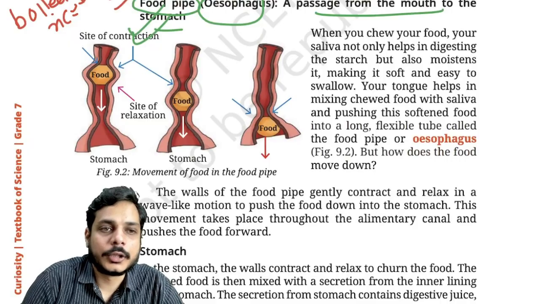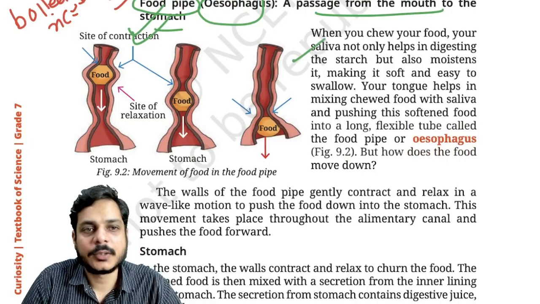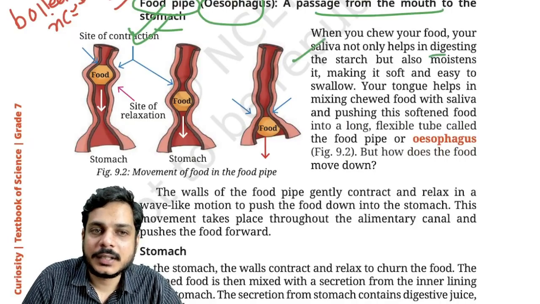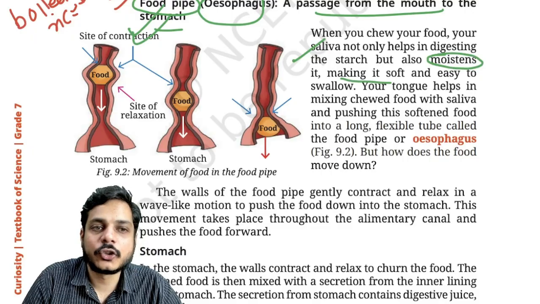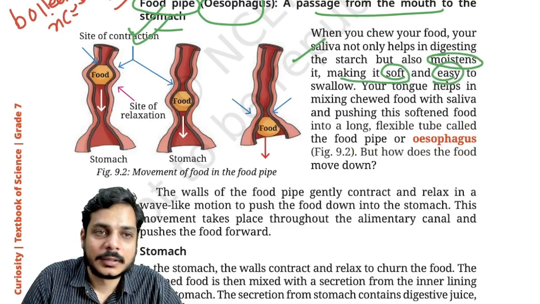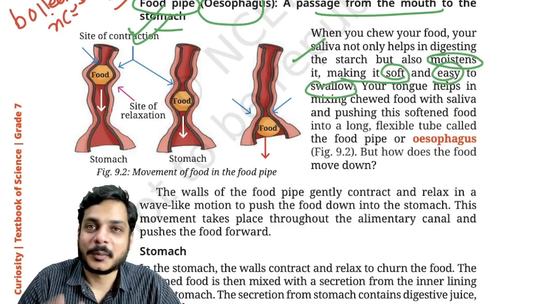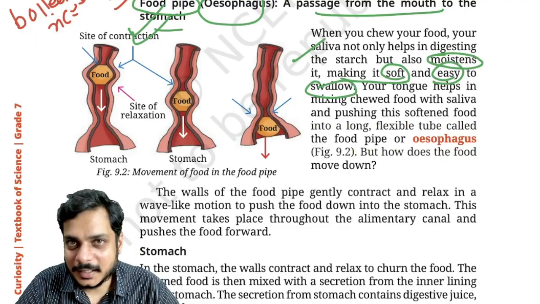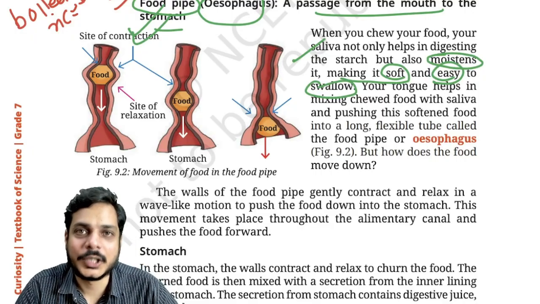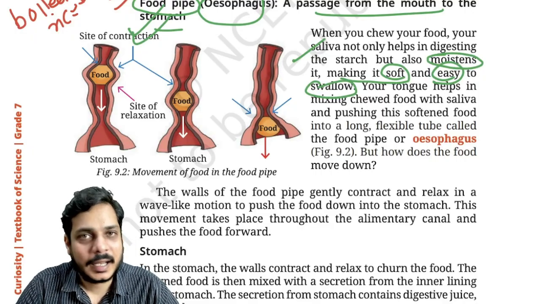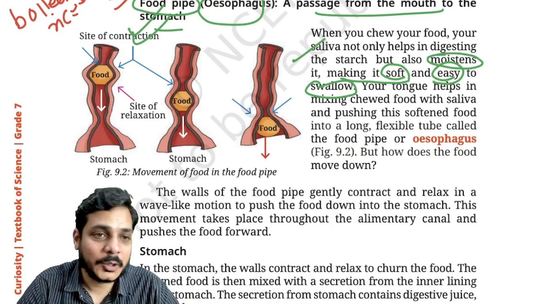When you chew your food, your saliva not only helps in digesting the starch but also moistens it. That means it gets moistened, which makes it soft and easy to swallow. Try swallowing a big guava. You will not find it easy to swallow because it is so huge and not moistened, and therefore very difficult to swallow.